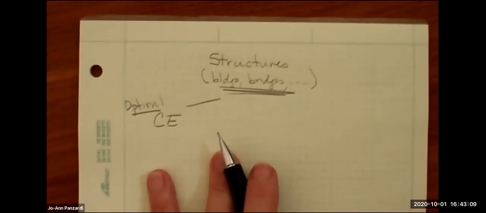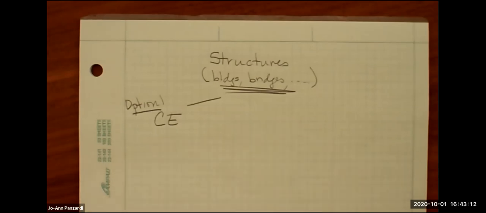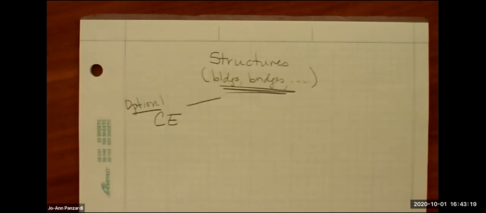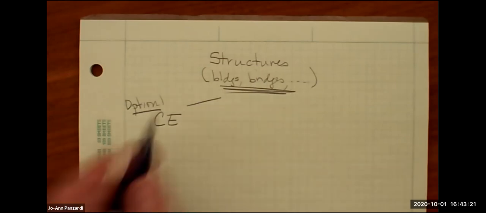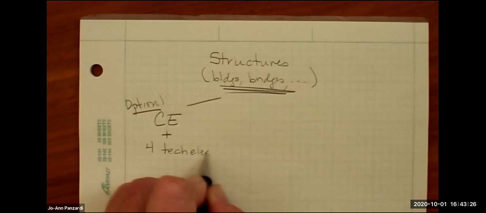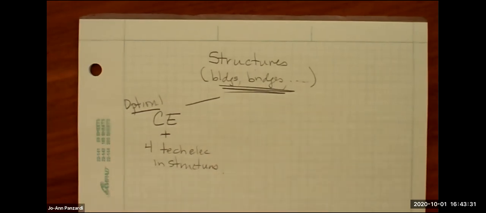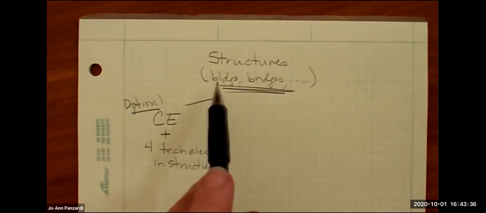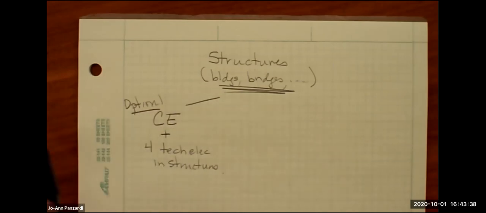Can everybody see this? One option is to get a bachelor's degree in civil engineering. And remember I said that in your senior year, you take 4 technical electives? If you're interested in structures, you would want to get those 4 technical electives in structural design. Does that make sense? I'm going to do this example for structures, and I'm going to do this example for mechatronics.